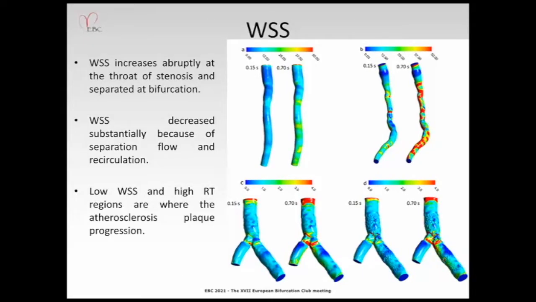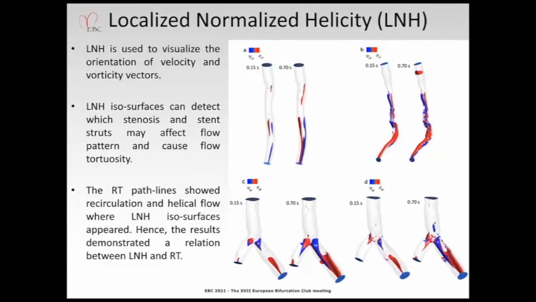We also considered the wall shear stress. The wall shear stress increased abruptly at the throat of stenosis and separated at bifurcation. Wall shear stress decreased substantially when there is separation of flow and recirculation, as is well known. And finally, low wall shear stress and high residence time regions are, of course, where atherosclerosis or restenosis tend to be favored.